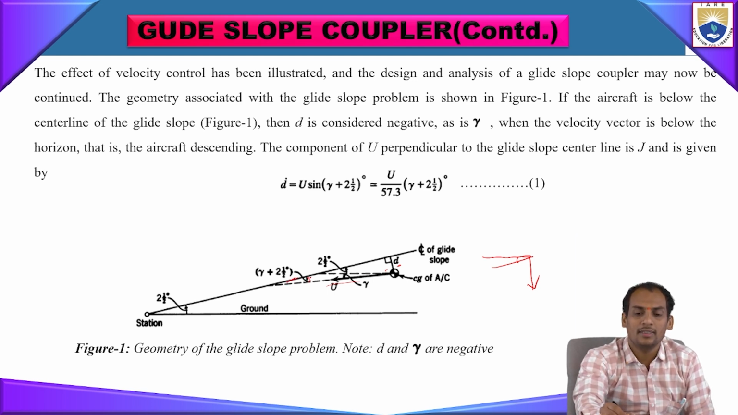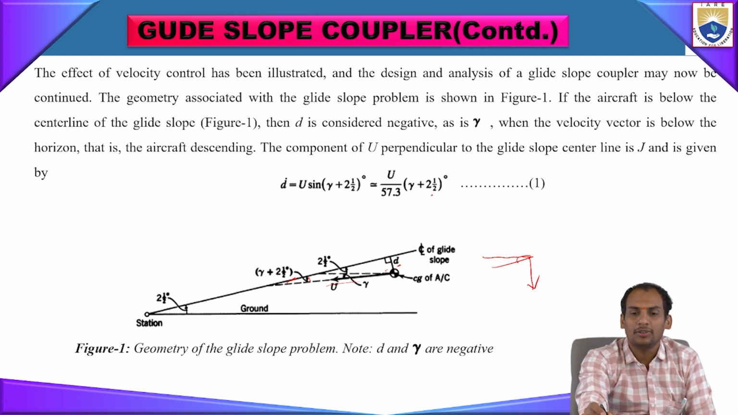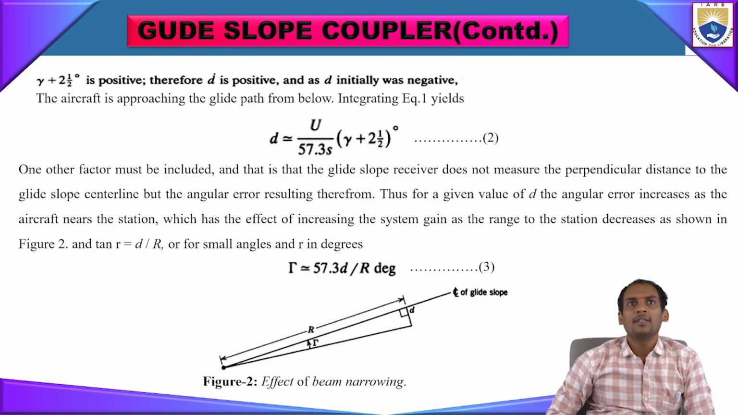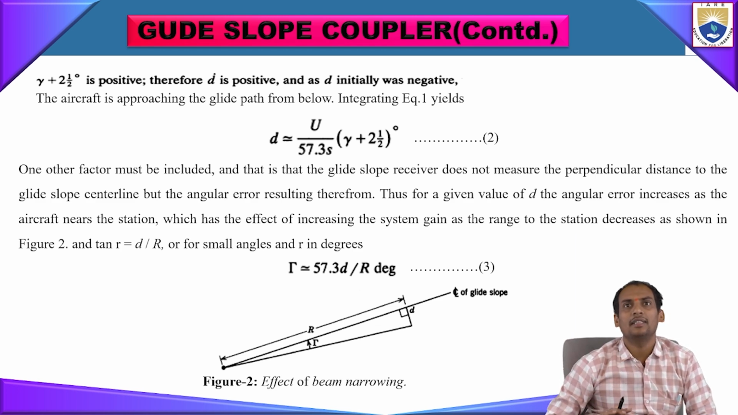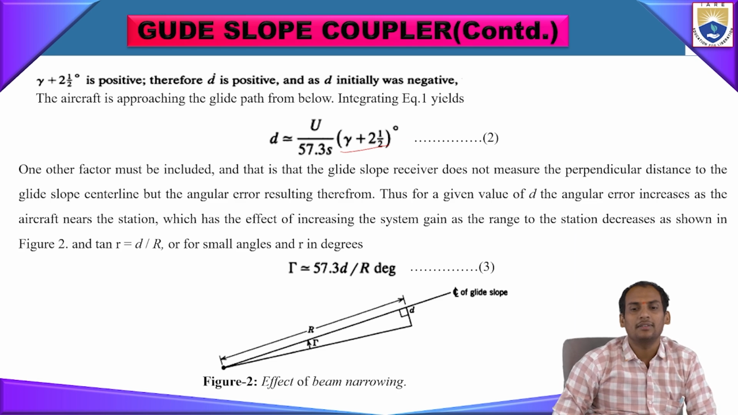The angle here is gamma plus 2.5, so the sine value is calculated as approximately u by 57.3 into gamma plus 2.5 degrees. Gamma plus 2.5 is a positive value, therefore D is positive, though initially it was negative. So we can write D almost equal to u by 57.3 into gamma plus 2.5.